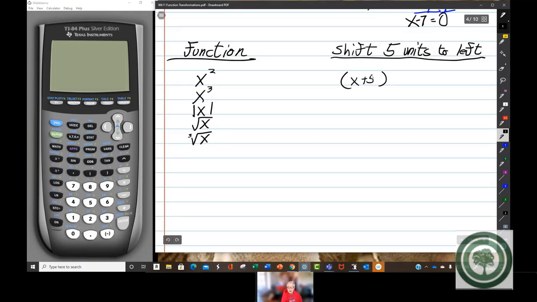X plus 5 squared, because it's x squared. X plus 5 cubed, because the original function is x cubed. The absolute value of x plus 5, because this is the absolute value function. The square root of x plus 5, where now the plus 5 is actually underneath the square root radical. Same for the cube root radical.